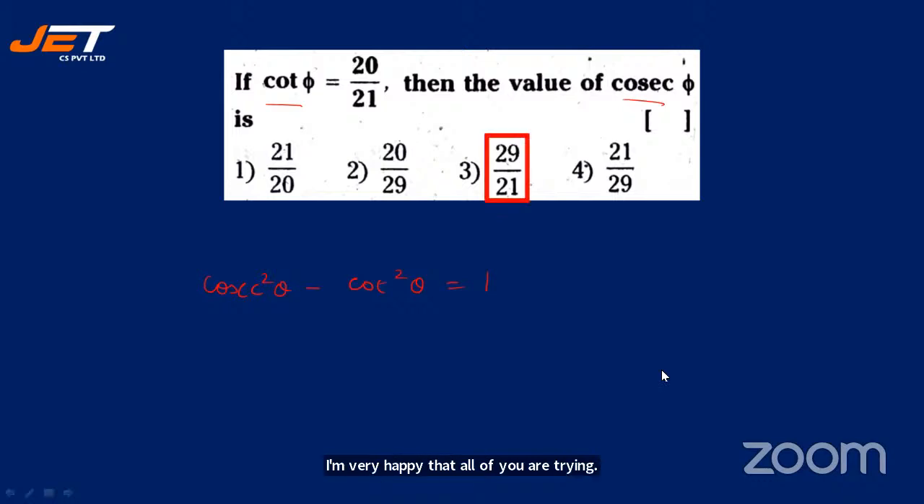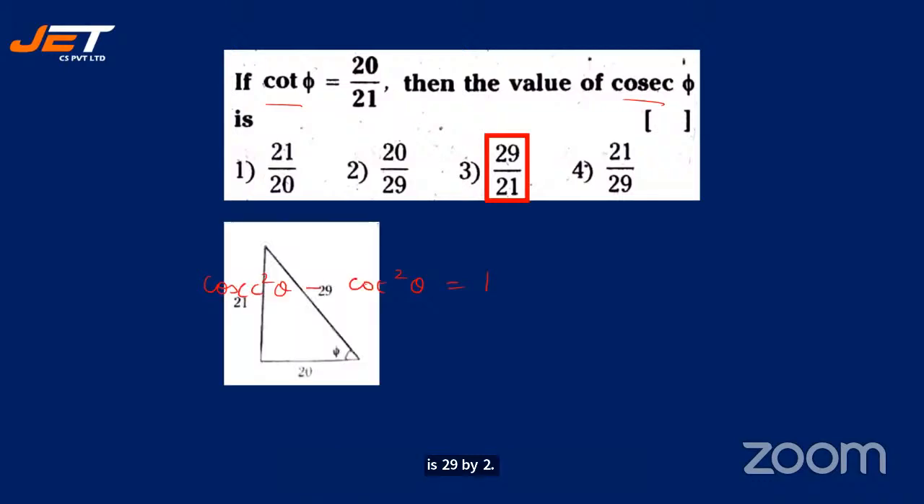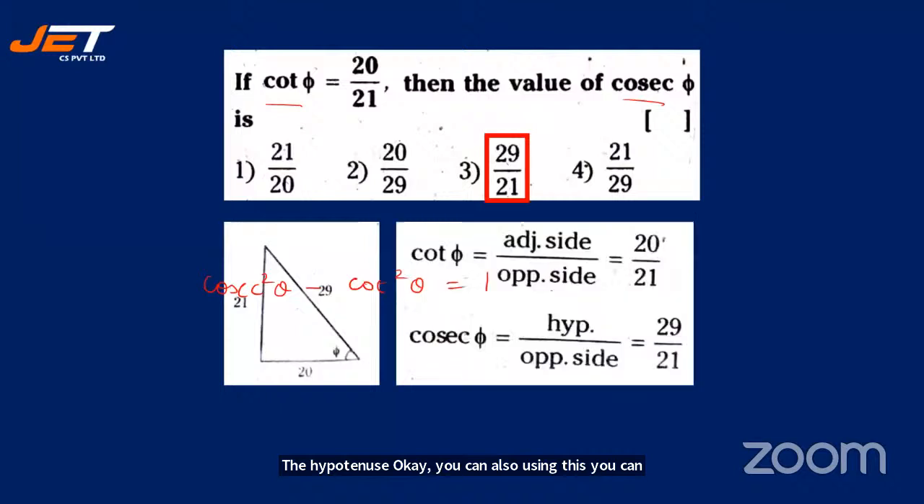So the answer is 29 by 21. I'm very happy. Many of you gave me option 3 as the answer. How? You can see here the hypotenuse. You can do it using this, or you can also substitute the value and get the answer. Cot theta is nothing but adjacent side by opposite side, which is 20 by 21. What is cosecant theta? It is hypotenuse by opposite side.